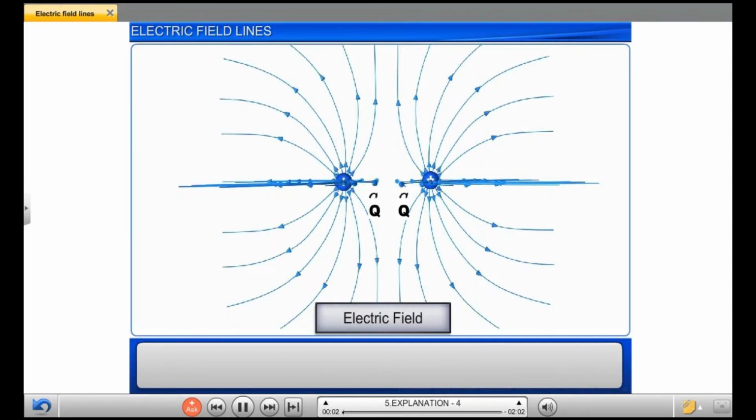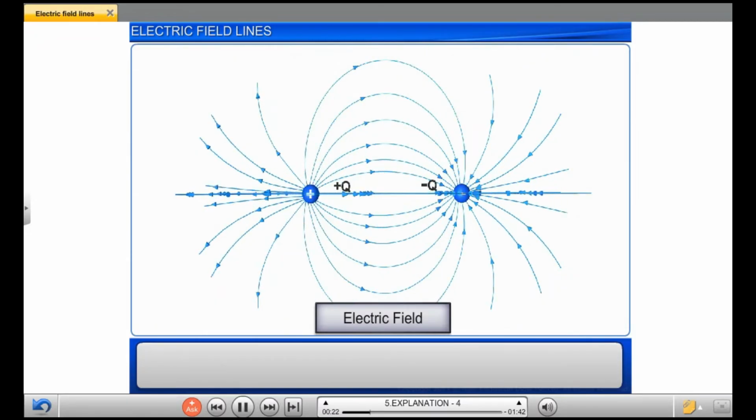Let us now visualize the electric field lines for a system of two positive charges, say plus Q each. From the field lines, we can see a very clear picture of the repulsion existing between the system of charges shown. The electric field lines also help us in visualizing the electric field of a dipole consisting of charges plus Q and minus Q.